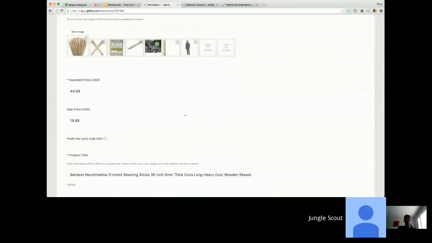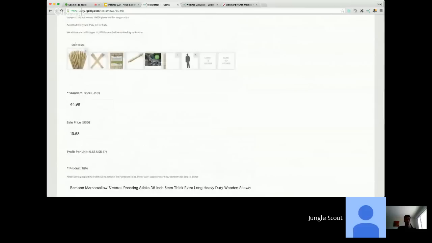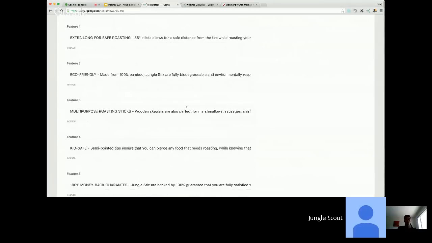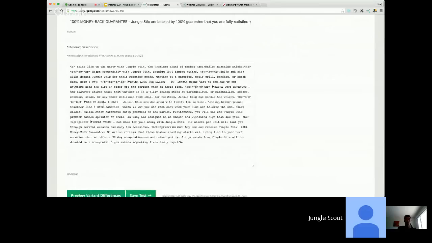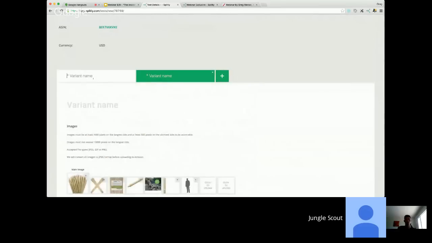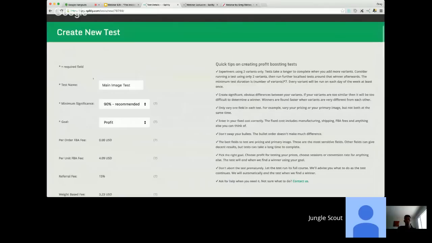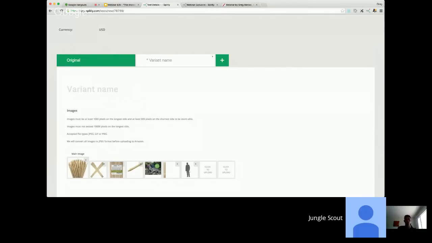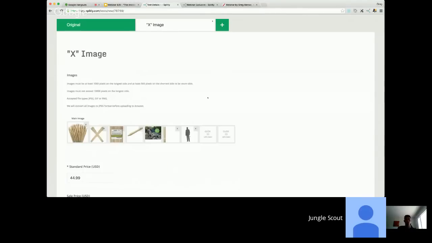And then down here, this is everything about my listing. You see all my images, the prices, the title. These are my feature points, the product description. I can change any of this stuff. I was going to do a main image test, so this is going to be the original. Then we'll call this one X image. Over here, I could do this X image as my main image. So I just dragged it. Now it's my main image.